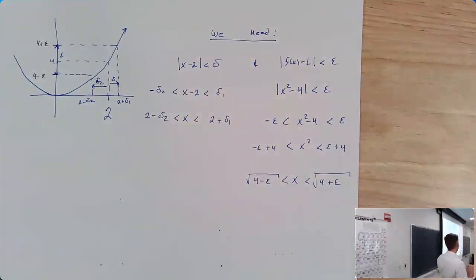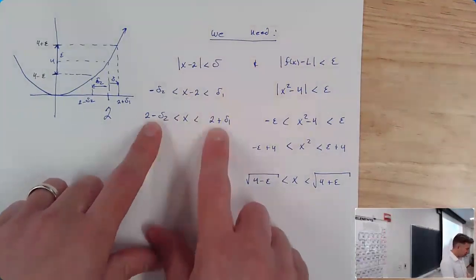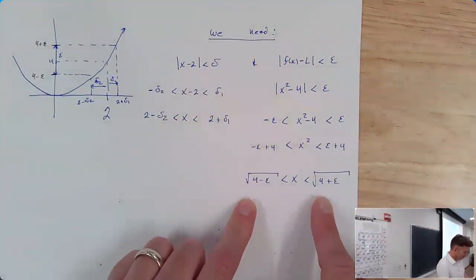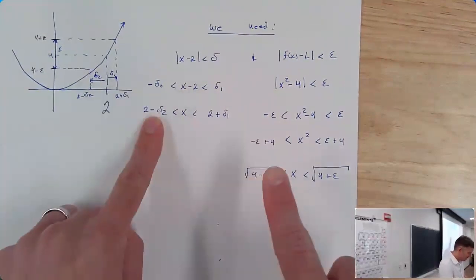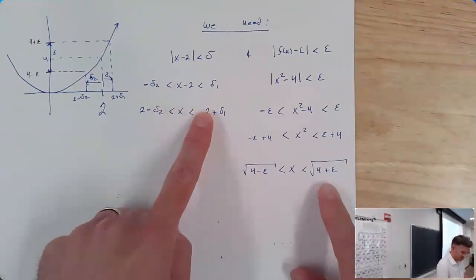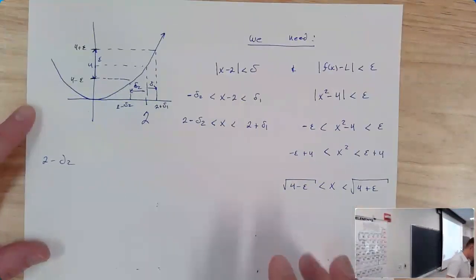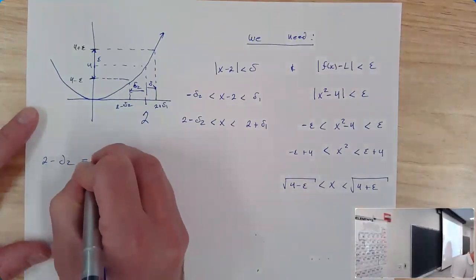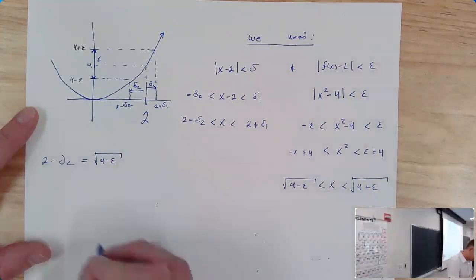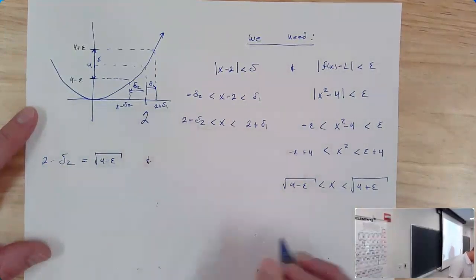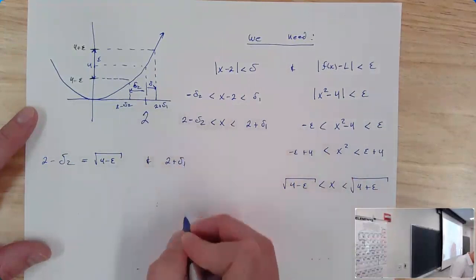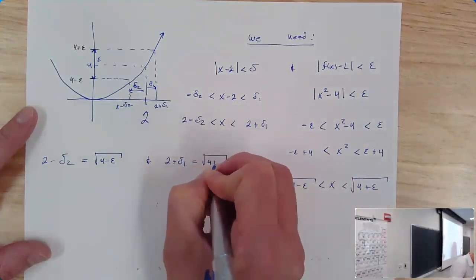What I'm really trying to get to is how we find the minimum value for delta. So here's what we've got. We've got two inequalities for x. x has to be between these two things, and x has to be between these two things. So we're just going to match them up. We're going to say this is that, and this is that. So what we've really got here is 2 minus delta 2 equal to the square root of 4 minus epsilon, and 2 plus delta 1 equal to the square root of 4 plus epsilon.